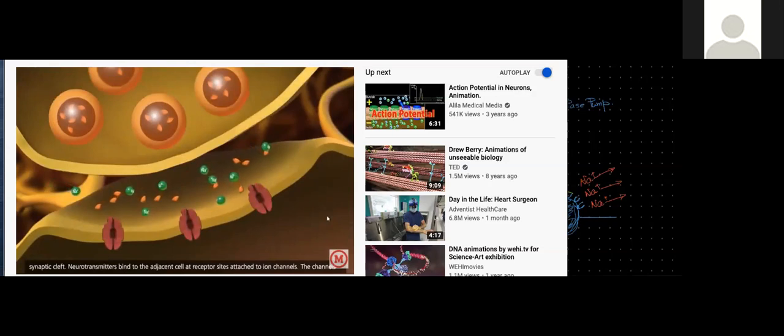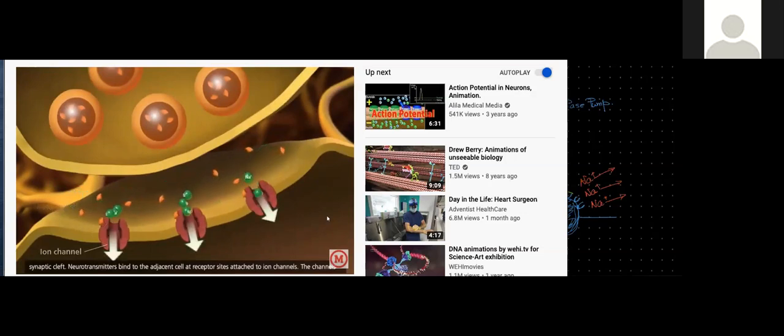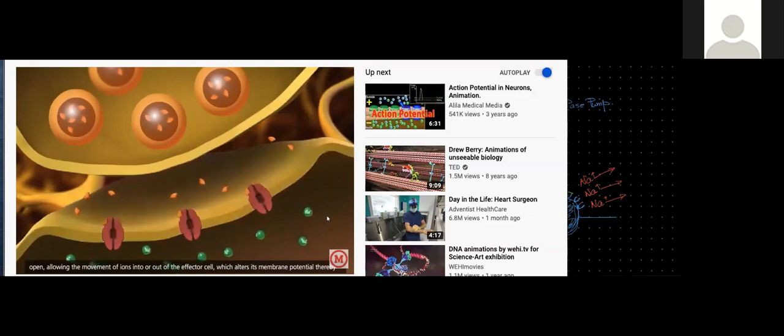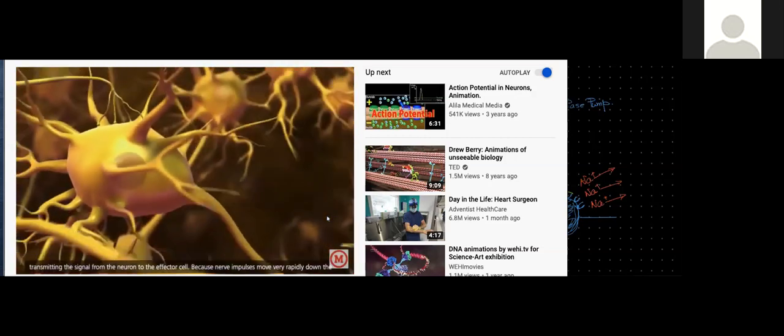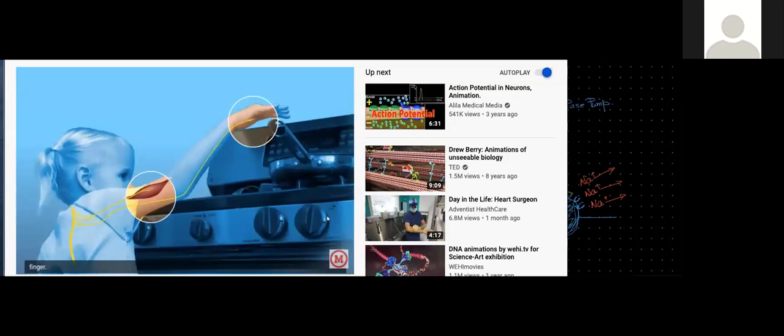synaptic cleft. Neurotransmitters bind to the adjacent cell at receptor sites attached to ion channels. The channels open, allowing the movement of ions into or out of the effector cell, which alters its membrane potential, thereby transmitting the signal from the neuron to the effector cell. Because nerve impulses move very rapidly down the axon of a neuron and move from cell to cell across synapses, you react quickly to a stimulus, like burning your finger.